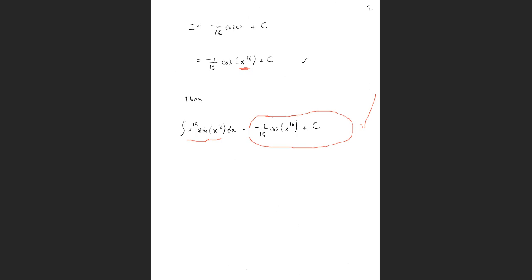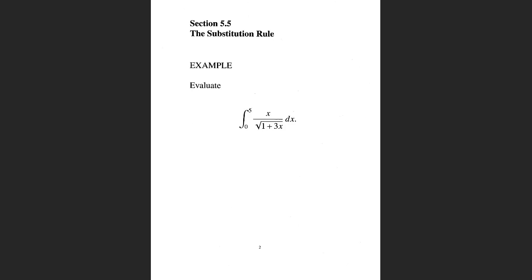Okay, well let's do another one here. Oh wow! Now this is a definite integral. Okay, this is a definite integral. So there won't be any constant of integration on this one. Okay, let me give you a moment to copy this down.